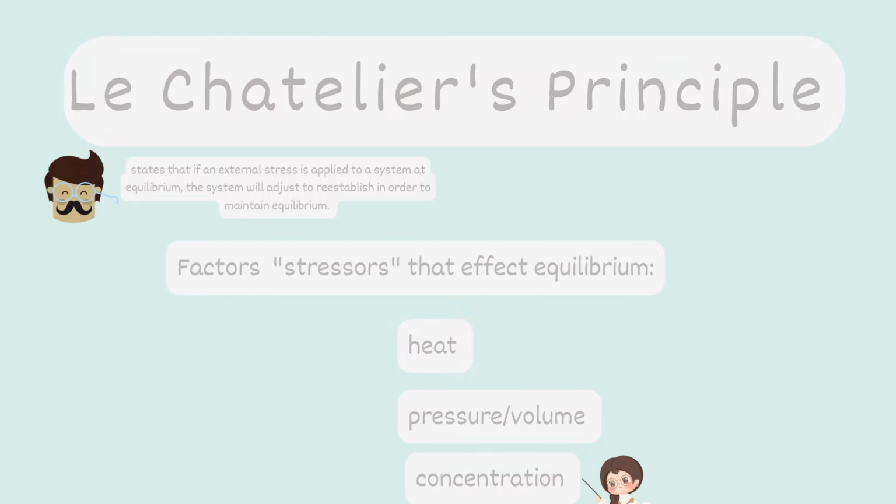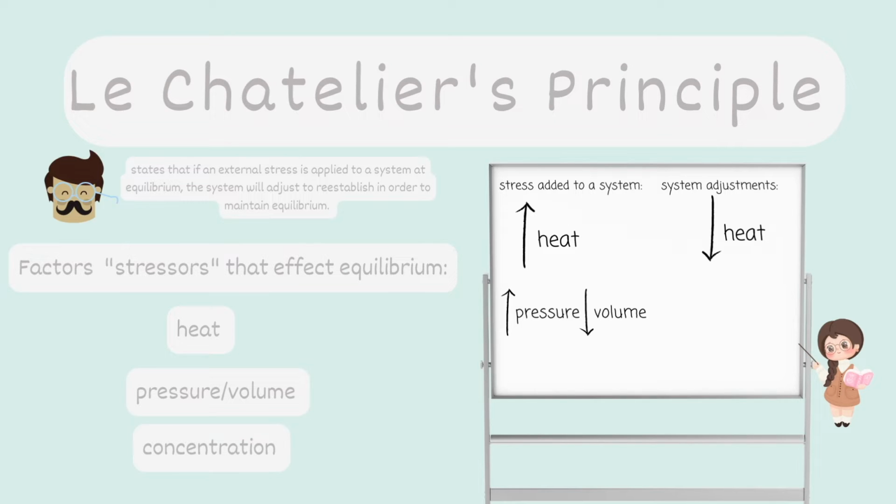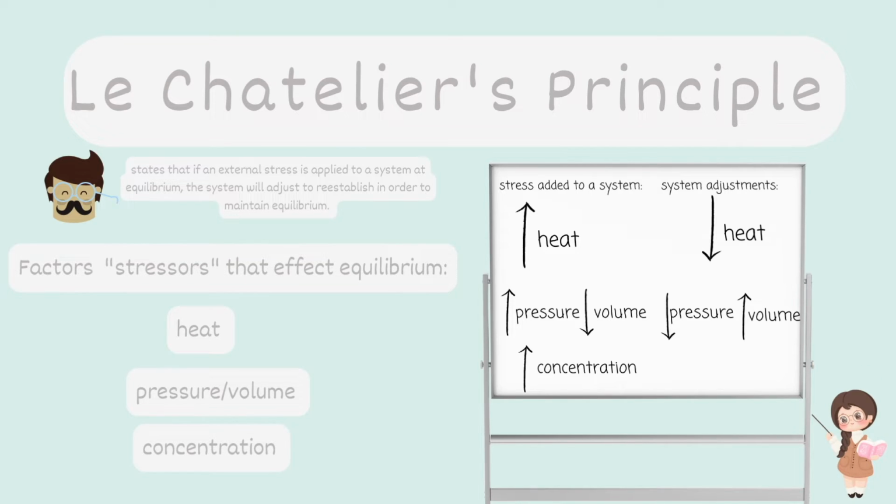If we add stress to a system, there will be some type of system adjustment made in order to bring it back to equilibrium. For example, if generally we increase the heat, the system will lower the heat. If we increase the pressure by decreasing the volume, the system will try to decrease the pressure by increasing the volume. And if we increase the concentration of one side of the system, it will try to decrease the concentration.